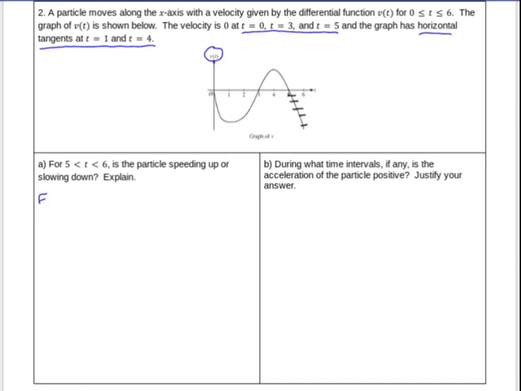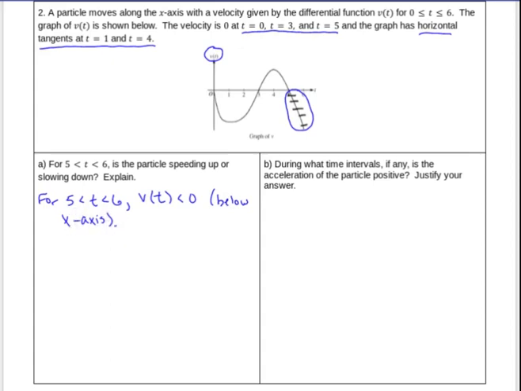So we know that for the interval from 5 to 6, if we look at our velocity function, we're looking right here along this interval from 5 to 6. Well, this is the velocity function, and that's below the x-axis, which means the velocity on this whole interval is going to be negative. And the reason we know that is because we're below the x-axis.